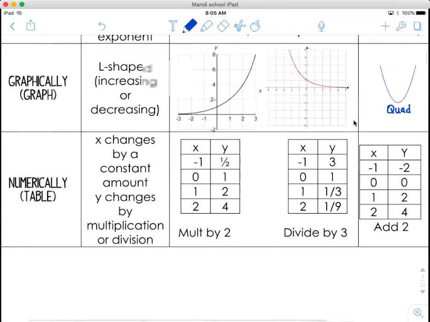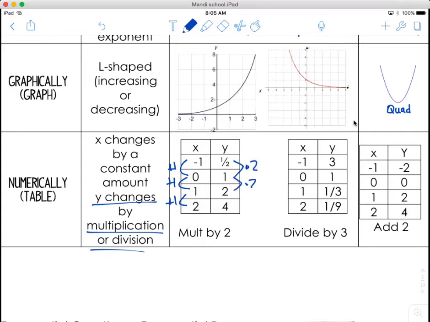And then looking at the tables. If you have a table, you're looking for things that change by a constant amount for x, just like you have when you're talking about a quadratic, or if you're talking about a line. But what's different is that the y changes by multiplication or division. So if you look at this one, x goes up 1 every time, which is what we want, changing by a constant amount. This side, from 1/2 to 1, is times 2. From 1 to 2 is times 2. And from 2 to 4 is times 2.